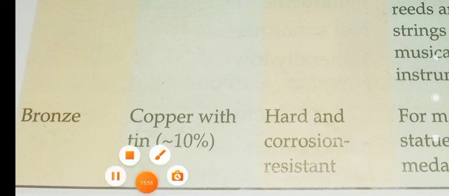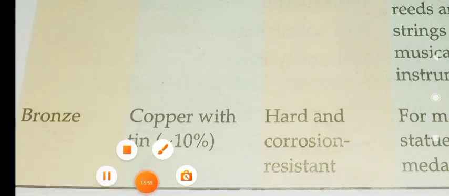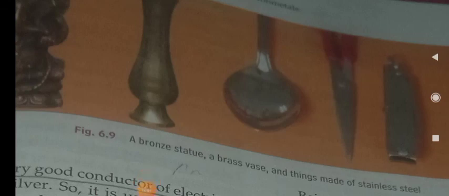Okay, children. The next topic is uses of metals. We know the various uses of metals: bronze statue, brass vase, things made up of stainless steel. All these are made up of metals alone. Apart from that, metals are also used to conduct electricity through wires. Aluminum is used to make electric wires and food foils. Magnesium is used to produce dazzling white light in fireworks and flash bulbs, and similarly in coating the iron in order to prevent it from rusting.